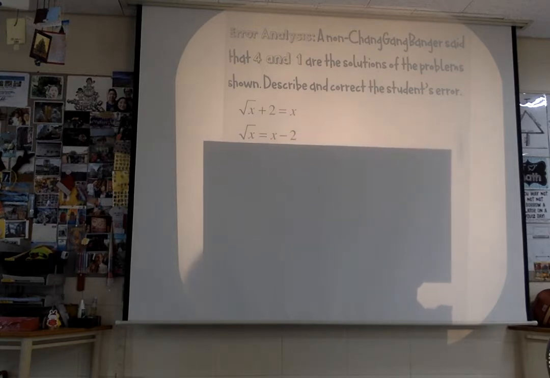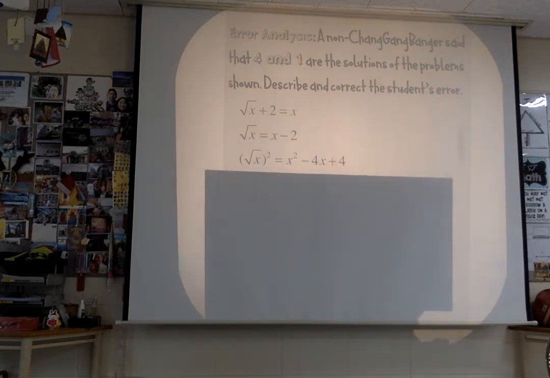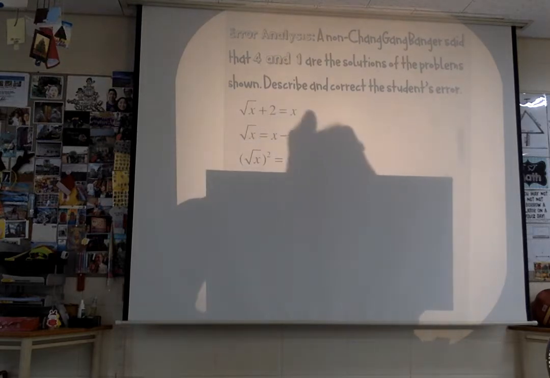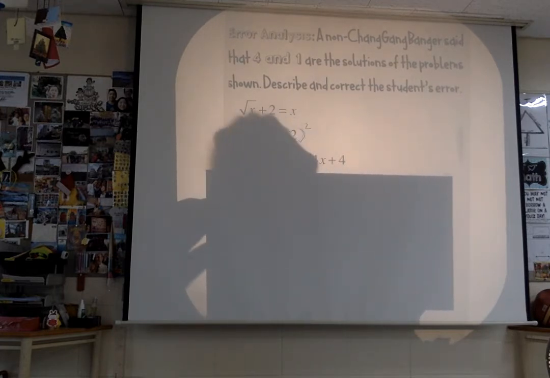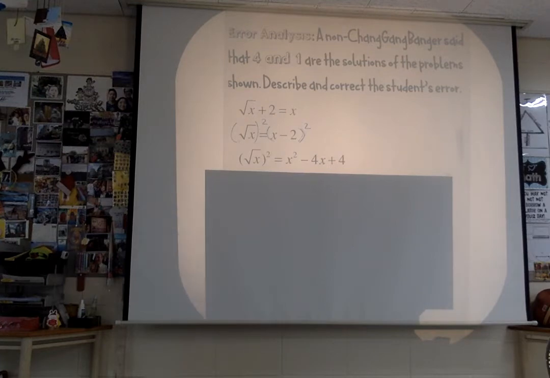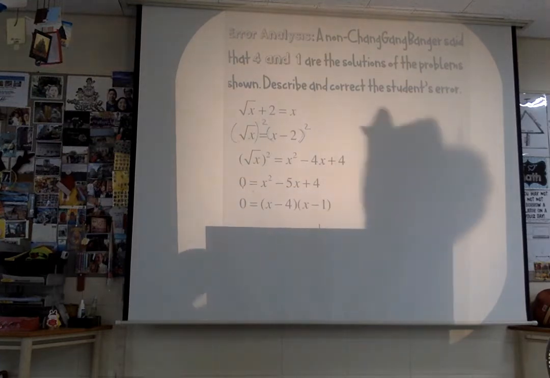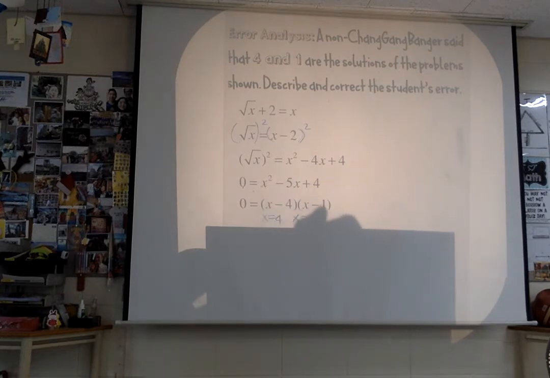But now we have to take this out of the square root, right? So what do we do? We square both sides. But remember, we squared both sides. That means we square this, and we square this, square both sides. And that's what we got when we simplified. And we got this, and then we factor, and we got x equals 4 and x equals 1.